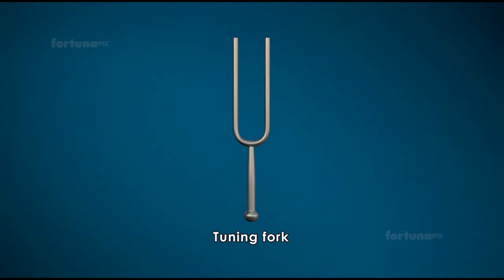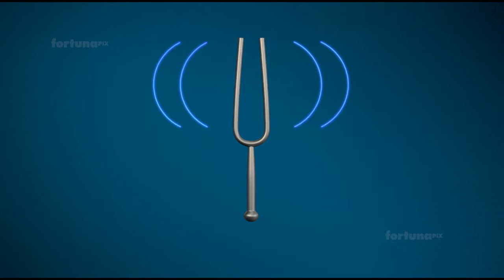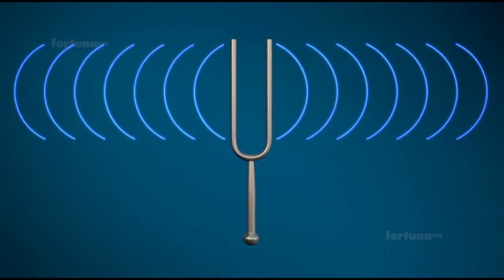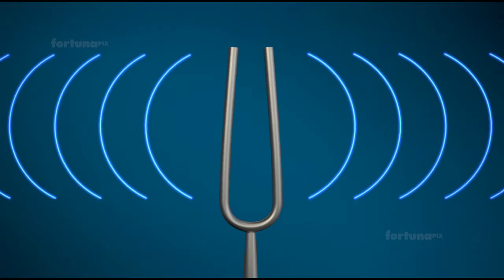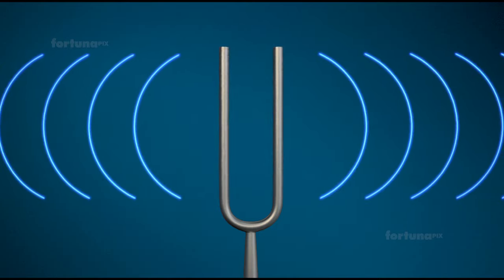A tuning fork, a two-branched metal tool used for tuning musical instruments, can be used to study sound waves. If we gently strike a tuning fork with a rubber mallet, we'll hear the sound it produces even though we can't see the sound vibrations or the sound waves as they travel through the air.